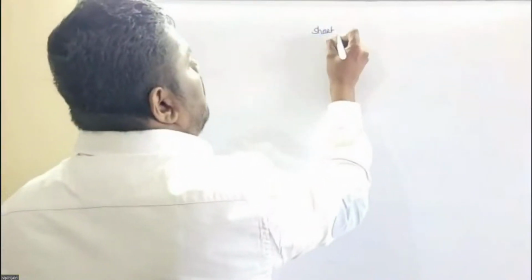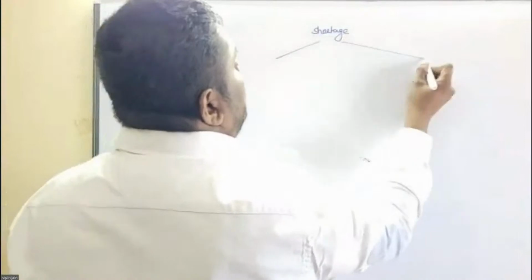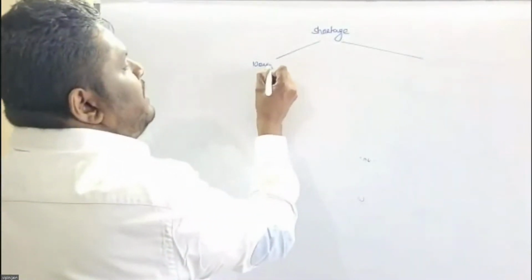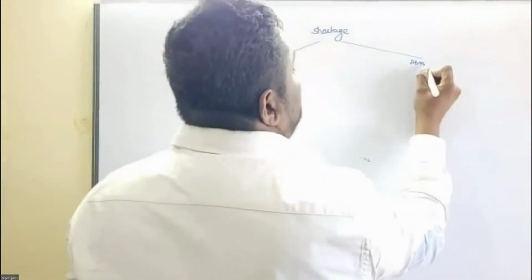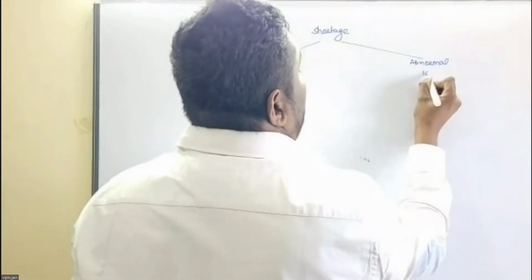Now let's proceed to the next part, that is relating to shortage, or we can say loss. This part we will be discussing in detail in process costing, but I'm just giving you a brief. When talking about shortage, it can be either normal loss or abnormal loss.